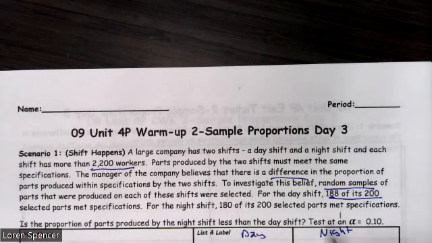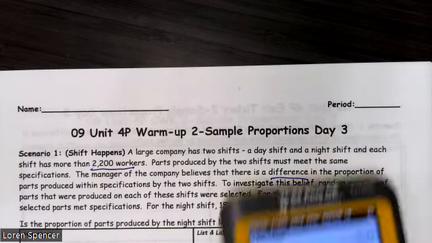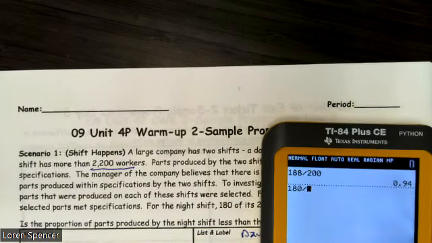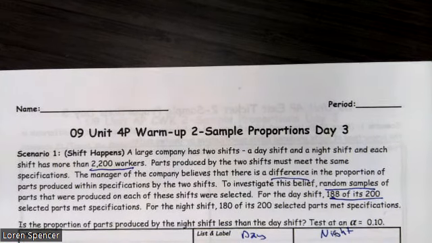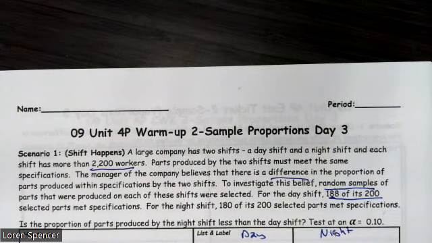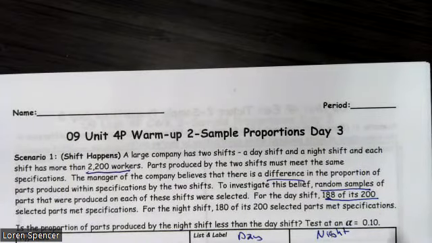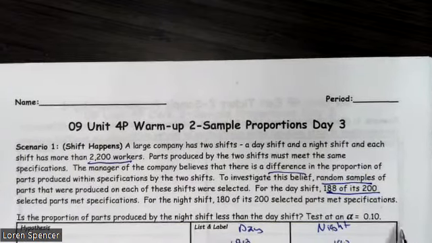For the night shift, 180 of its 200 selected parts met specifications. All right. So our p hat 2 is going to be 180 over 200, and that's going to be 90%. 180 divided by 200 is 0.90. All right. So we have p hat 1 and p hat 2. Then it says test at an alpha level of 0.10.